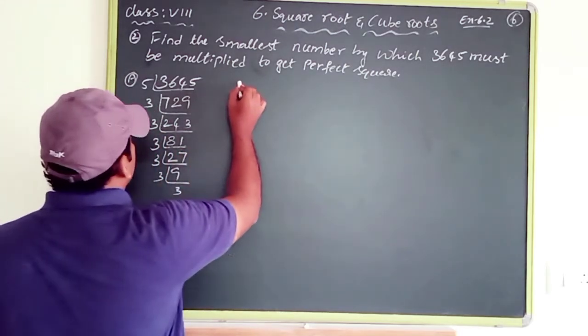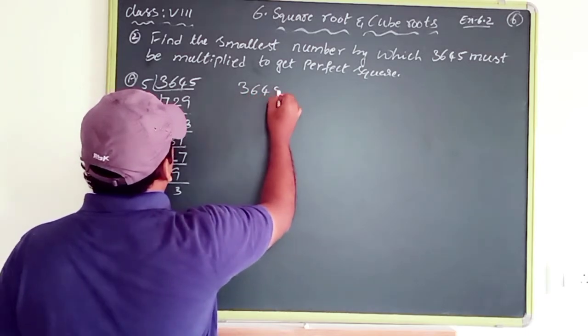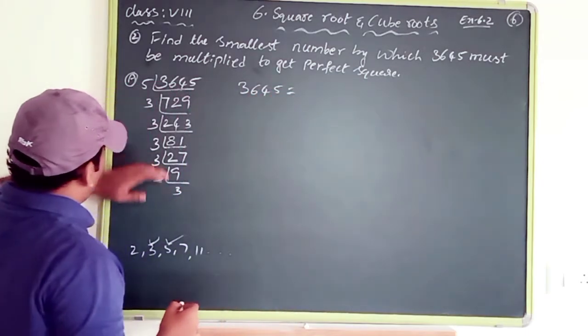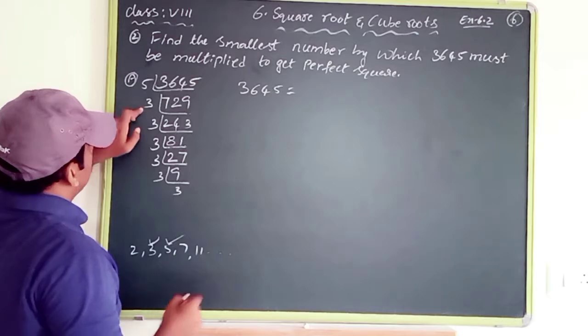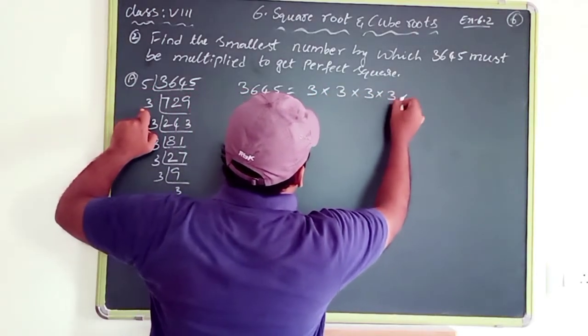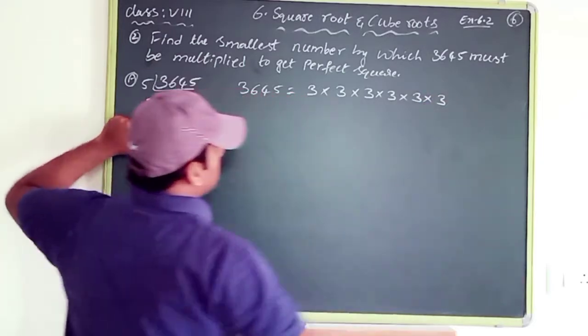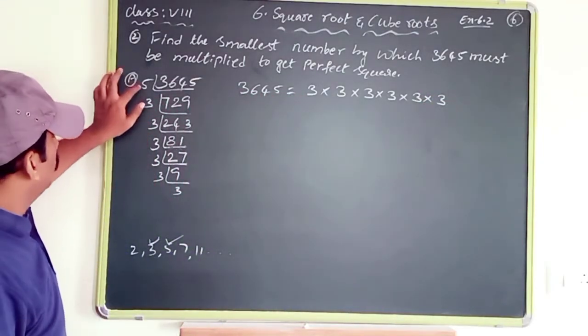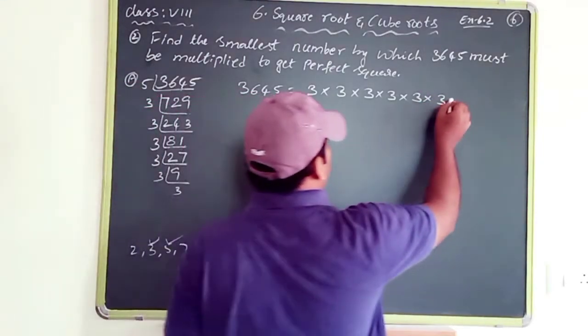So what is the number here? This 3645 we can write as 3 six times, and only one 5 is there. Only one 5 is there.